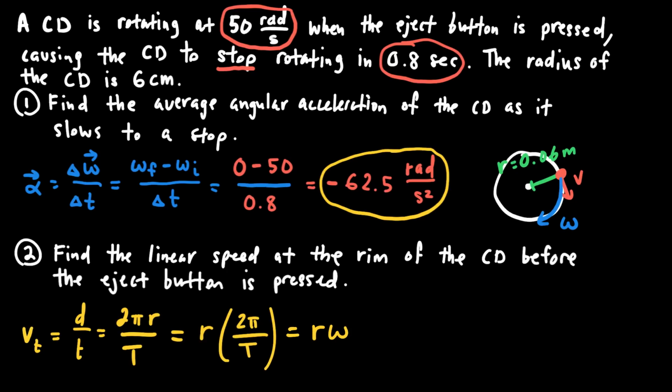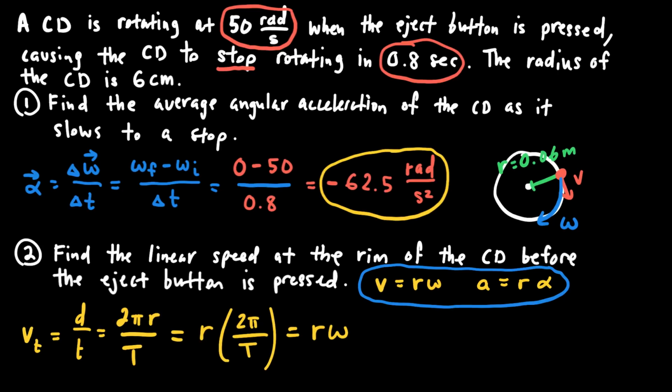This is a very important relationship. The linear velocity is related to the angular velocity through this relationship. And also another important relationship which relates the angular and linear accelerations is a equals r times alpha. These relationships, I'll only use one of them now, are both incredibly important because they allow us to relate linear and angular quantities through the radius, which is often a given piece of information.